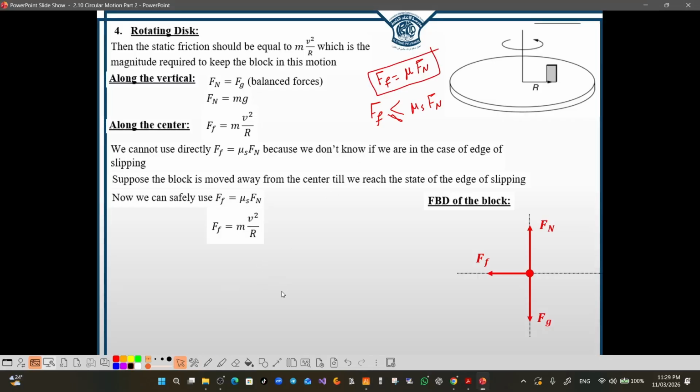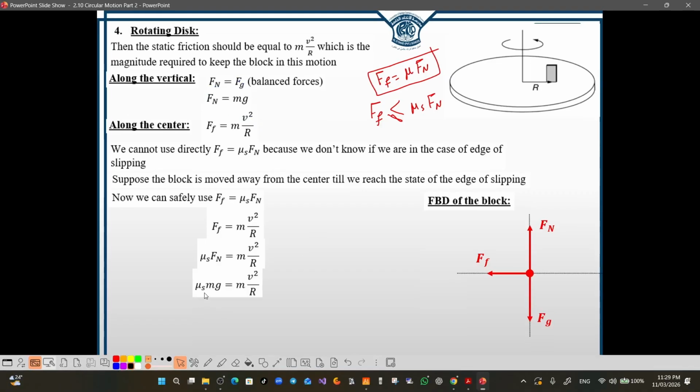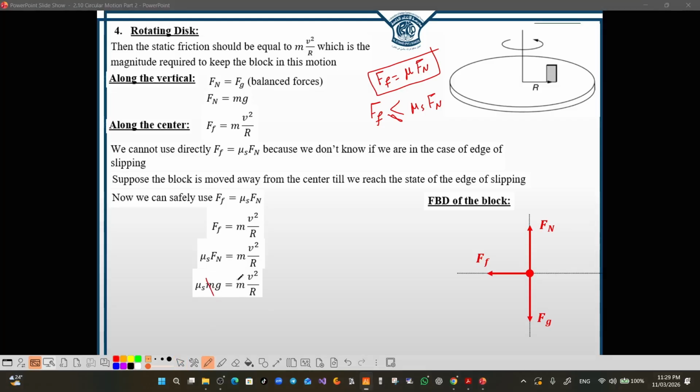So Ff is equal to mv squared over r. Now we can use μsFn is equal to mv squared over r. And remember that the Fn is equal to mg. So let's use this fact. μs mg is equal to mv squared over r. Now we can cancel mass with mass.